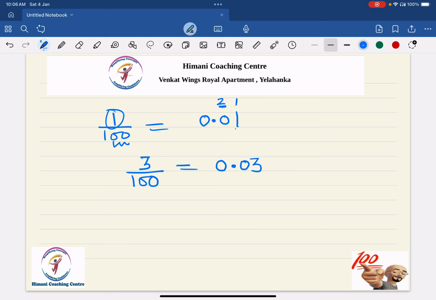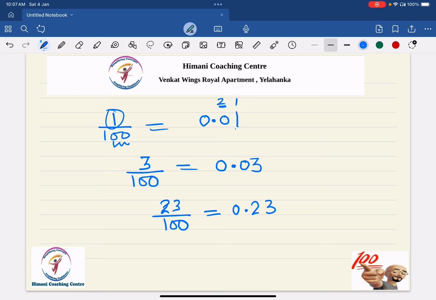Okay, let us do 23 by 100. So write 23 as it is. Start counting from the unit digit, 1, 2, and decimal. So 0.23 is the answer. Okay. This 1, 2 which I am writing, you can do in your mind. I'm just doing it so that you understand the logic.